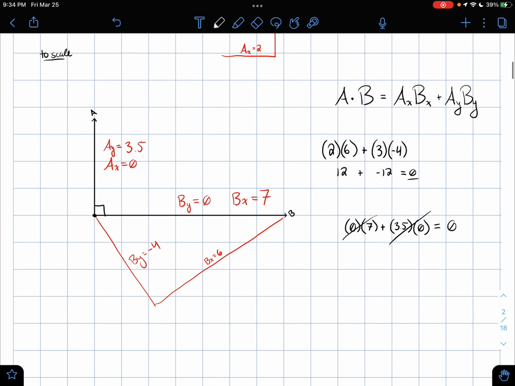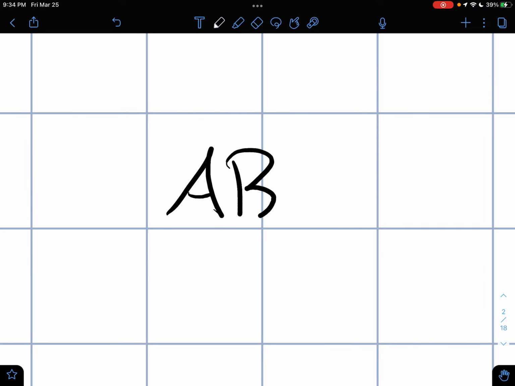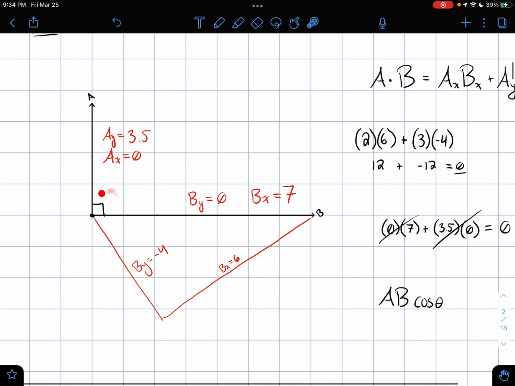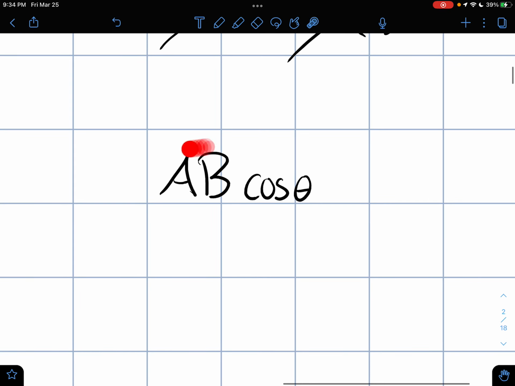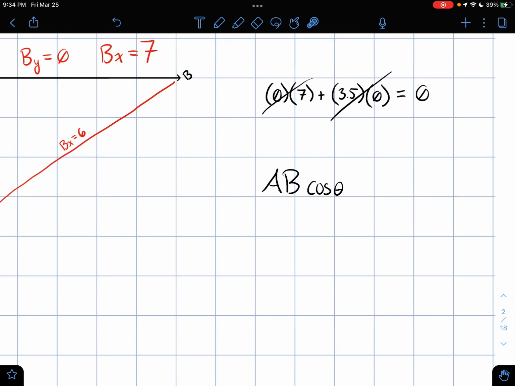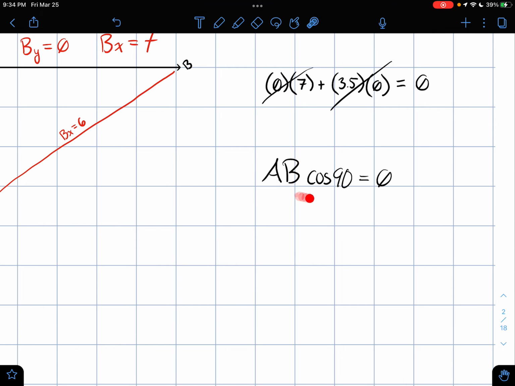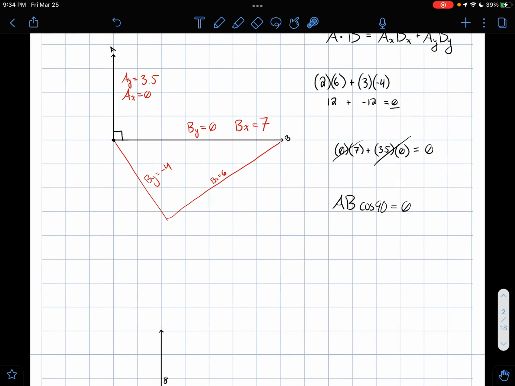It also works if we think of our AB cosine theta. Since this is a 90-degree angle, a right angle, we're taking cosine of 90. It doesn't matter how long A or B are. Cosine of 90 is always going to equal 0. It doesn't matter what this is because we're multiplying it by 0, and that gives us our 0 dot product.